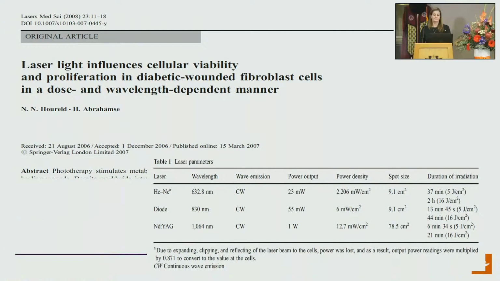Many of our earlier studies focused on determining the optimum parameters that I spoke to you about earlier on. And we used visible red light using a helium neon laser at 632.8 nanometers, a near-infrared diode laser at 830 nanometers, and an Nd:YAG laser at 1064 nanometers. Two fluences were used, 5 and 16 joules, and irradiated cells once or multiple times. And what we found was that a wavelength in the visible red and near-infrared range gave optimum results, using a fluence of 5 joules per centimeter squared.